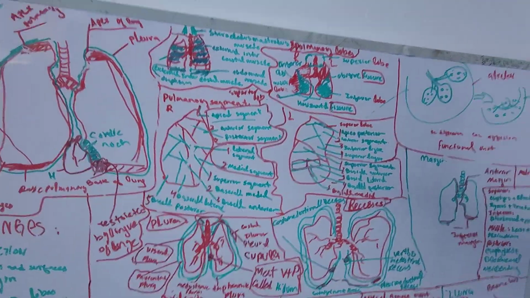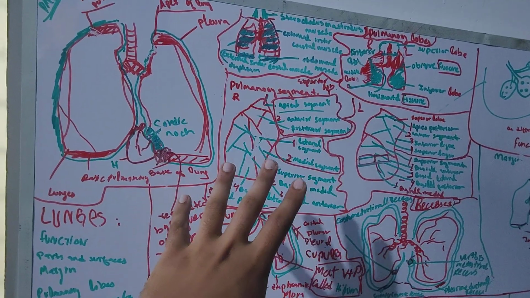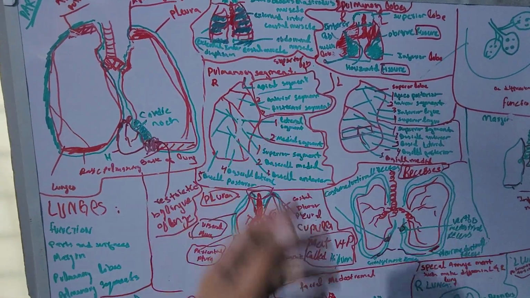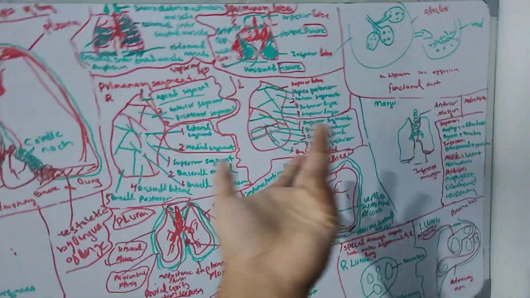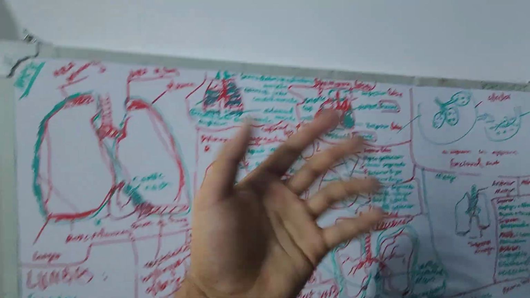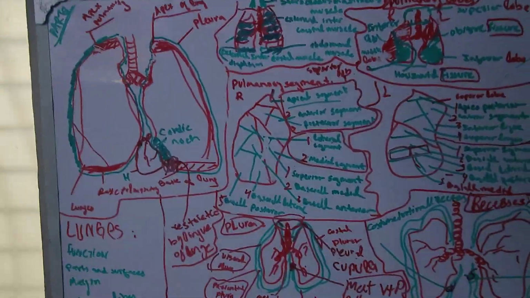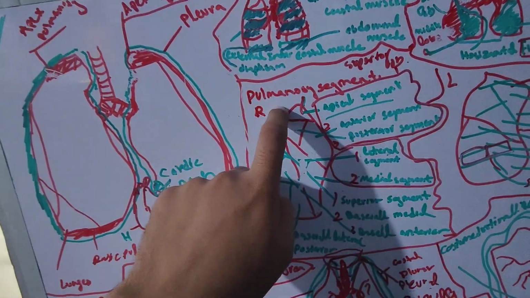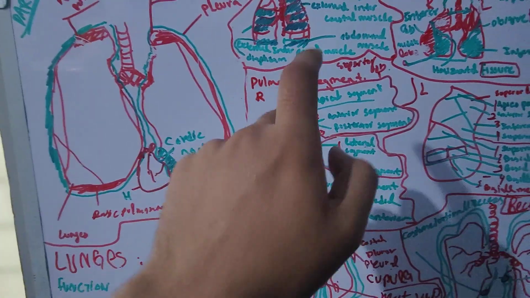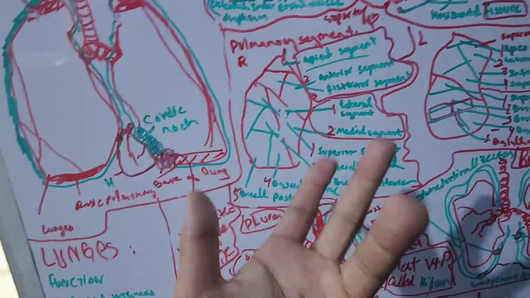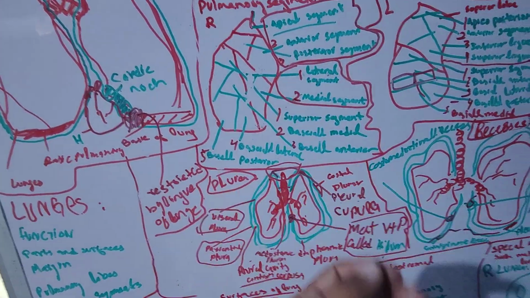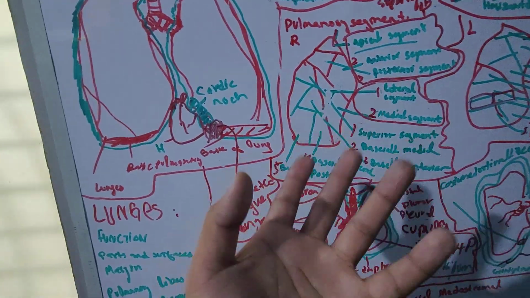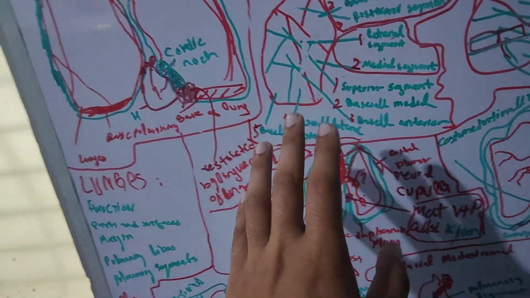So in the right lung we have 10 segments. In the left lung we only have 8 segments, but in rare cases we have 9 segments too. We will discuss it later. First look at the pulmonary segments. What is the first segment of the right lung? Apical segment, anterior segment, posterior segment. Then we have the lateral segment, medial segment, superior segment, basal medial segment, basal anterior segment, basal lateral segment, basal posterior segment. These are the segments.